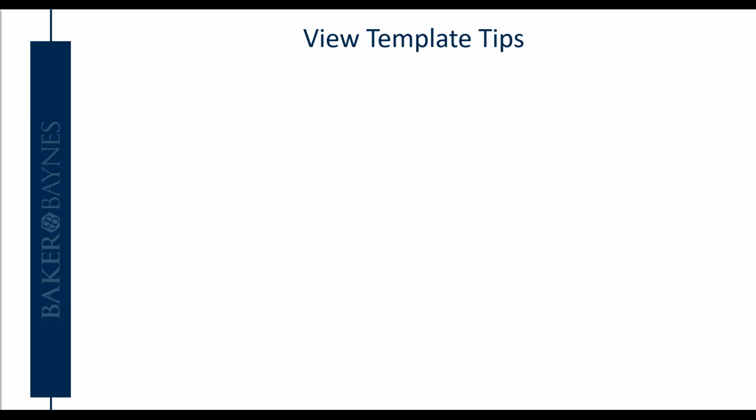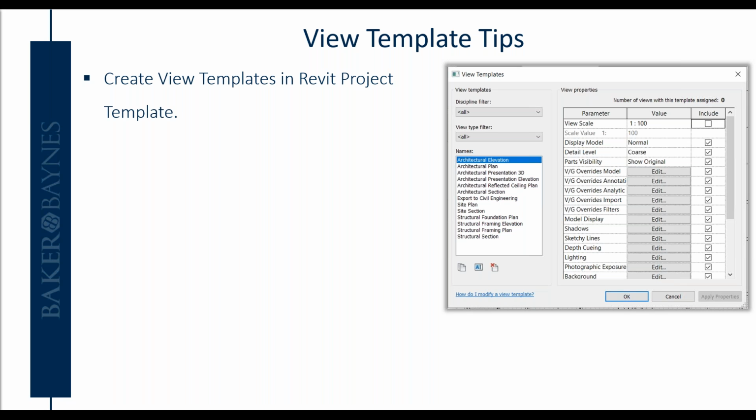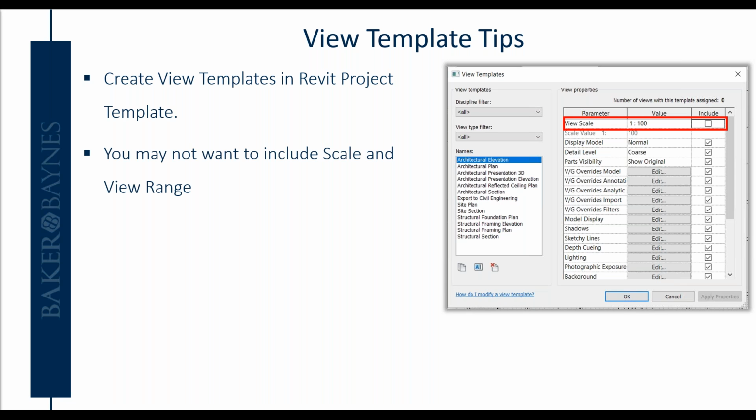Now, just a couple of tips when creating view templates. So as I said, create them for views inside of your project template so that you can use them for any future projects, and you only have to do it once. Then you also might want to not include things like scale and view range, as these might need to be view specific. And if you exclude these, it will actually help you ensure that your template can be used on many views of the same type, regardless of the view scale and the view range.